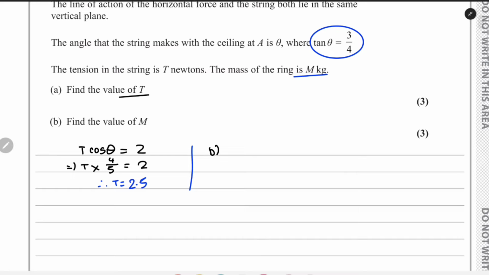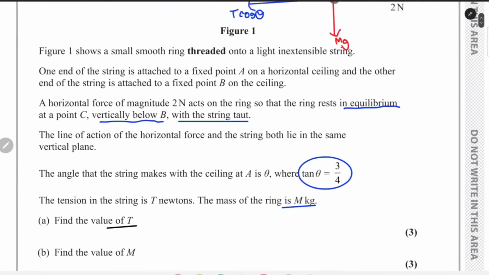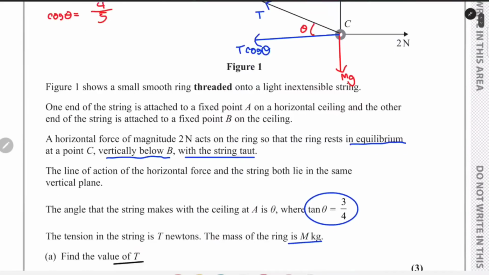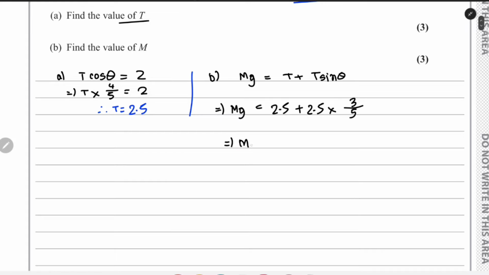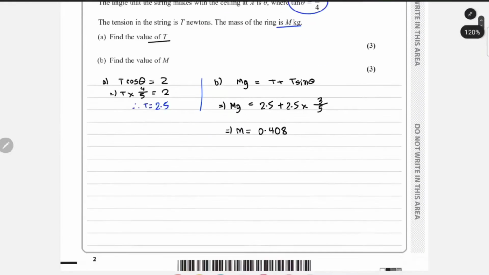Now for part B, we have to find the mass m. We know that mg equals T plus T sine theta. So we know the value of T, we can just plug it in. So 2.5 plus 2.5 times 3/5. We'll get a value of m, which would be 0.408. So that's it for question 1.